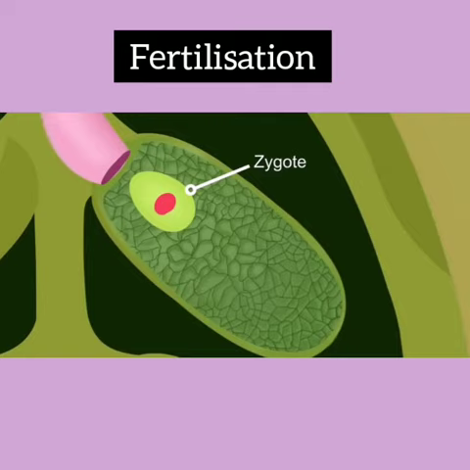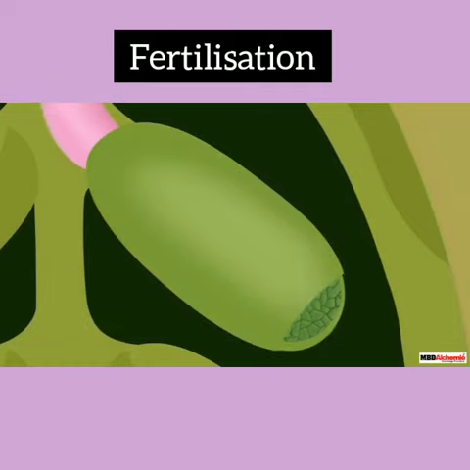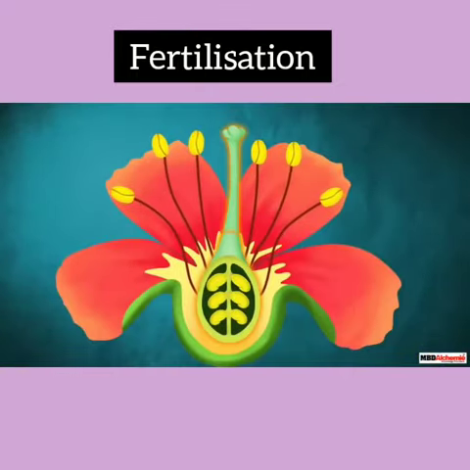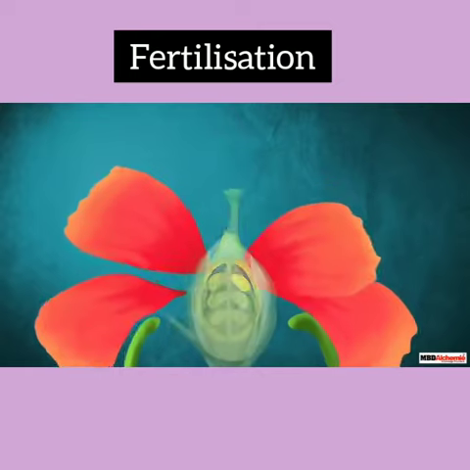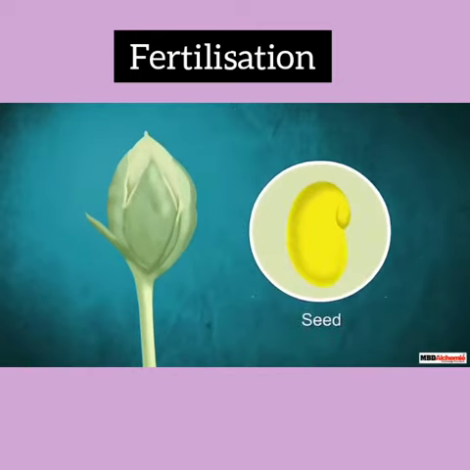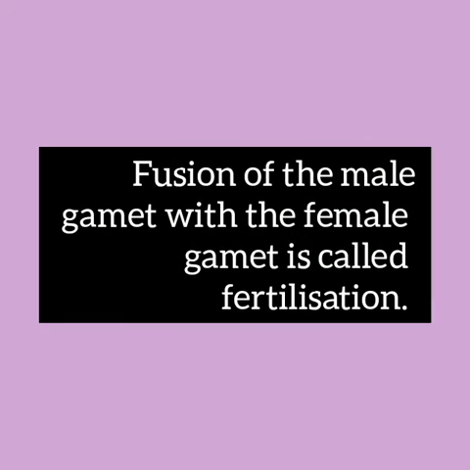Later, the ovule develops into a seed, and the ovary develops into a fruit. The seed can grow into a new plant. So, fusion of the male gamete with the female gamete is called fertilization.